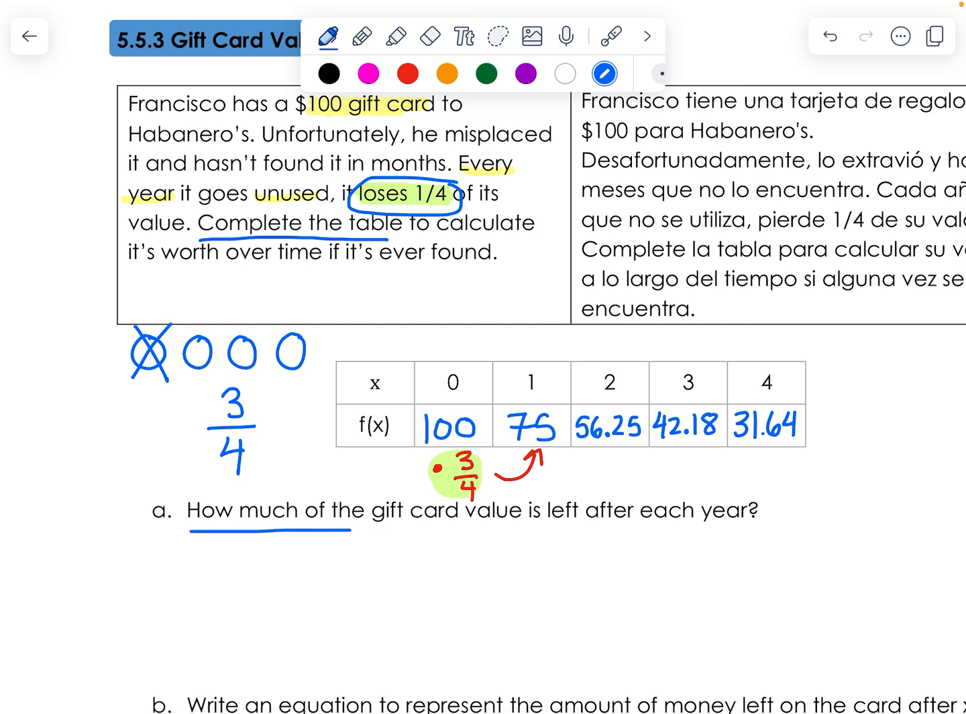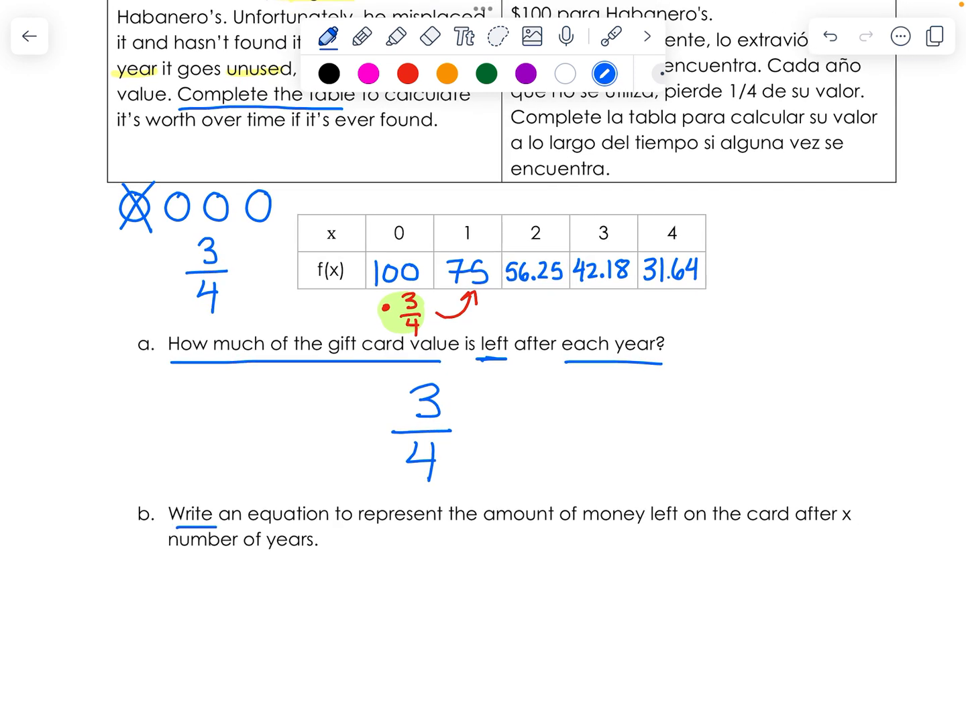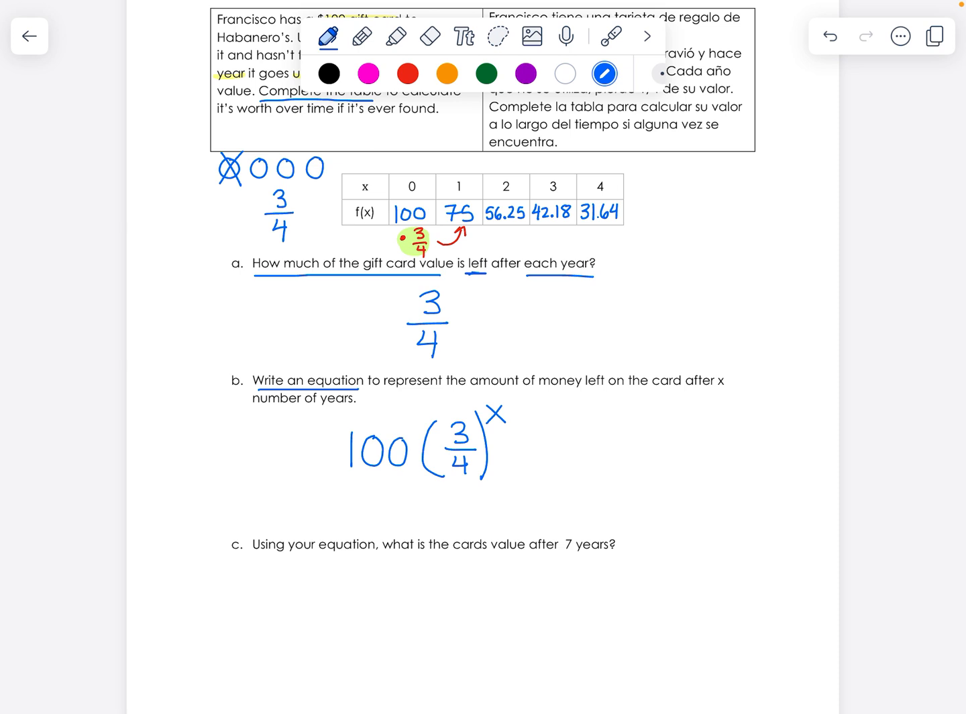So how much of the gift card value was left after each year? 3/4 was left. That's our growth factor. They want us to write an equation. We start with 100. We multiplied by 3/4 x number of times. Once you have your equation, then we can use our equation.